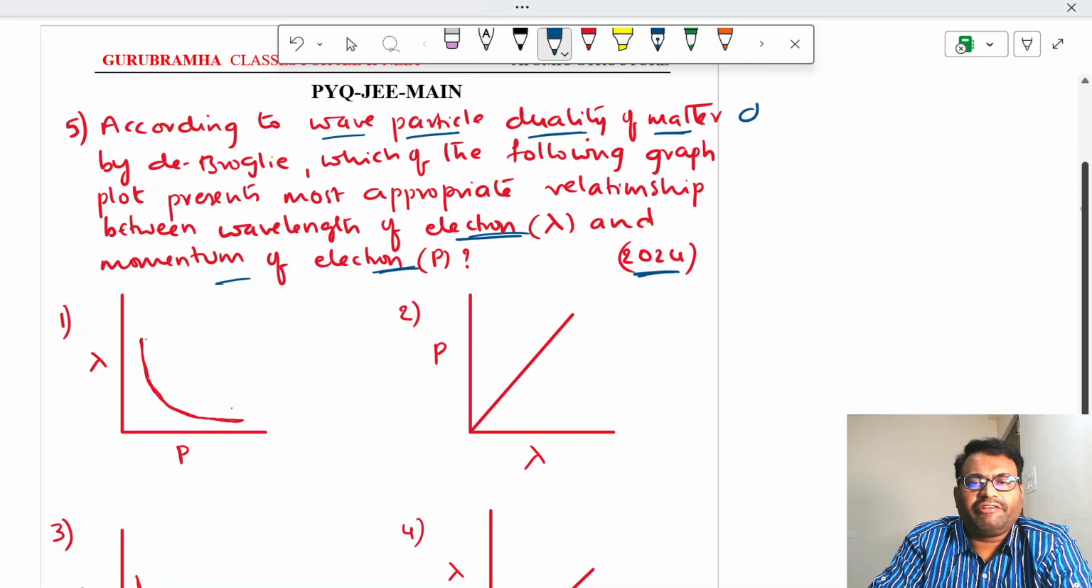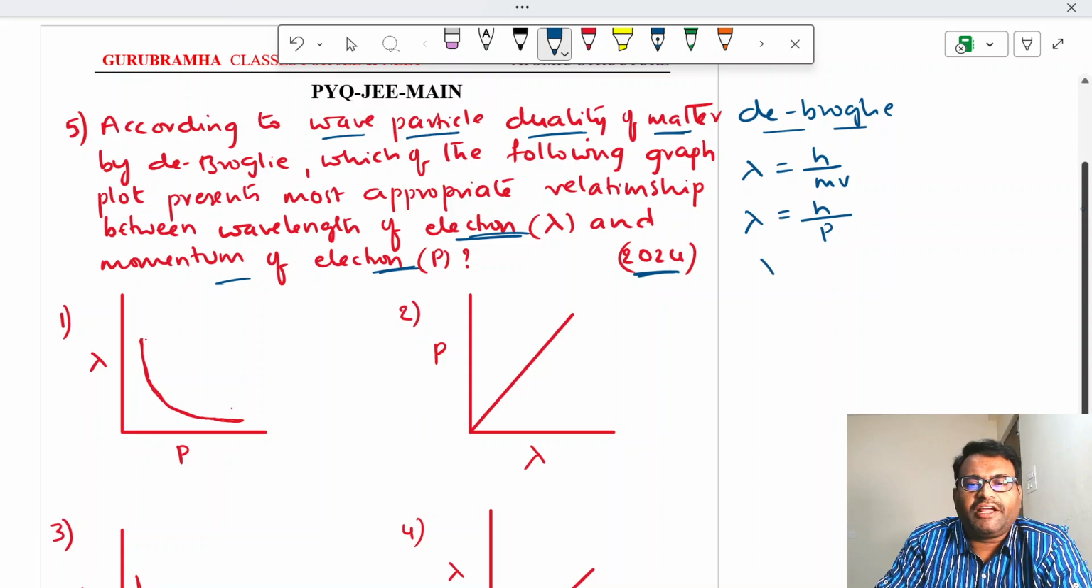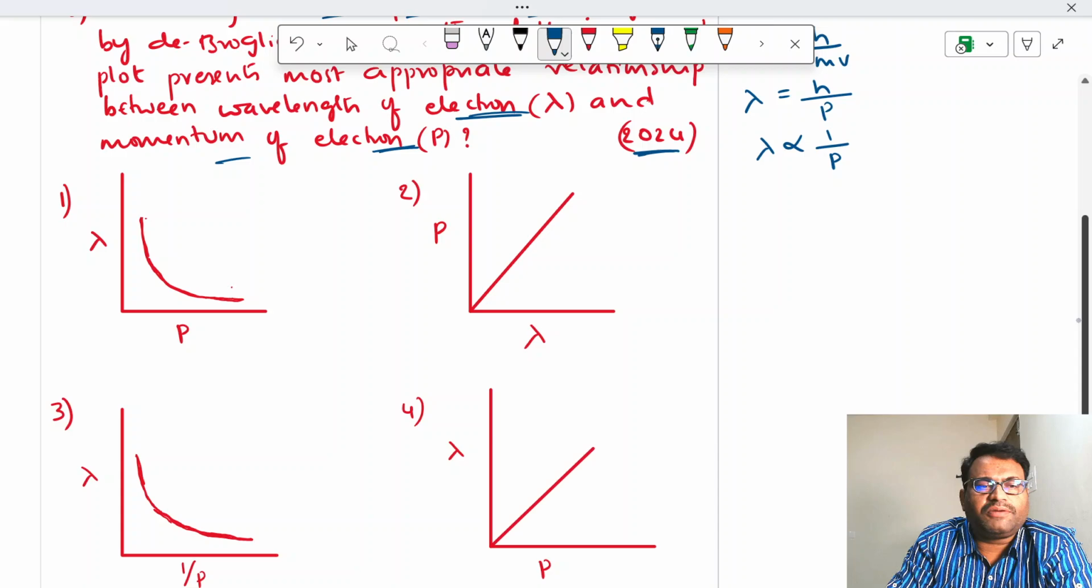From de Broglie, we know that de Broglie derived that lambda is equal to h by mv. This is equal to lambda is equal to h by p. H is constant. So what relation can you derive between lambda and p? Lambda is directly proportional to 1 by p, but lambda is inversely proportional to p. Okay. So the first option, lambda and p are inversely proportional.